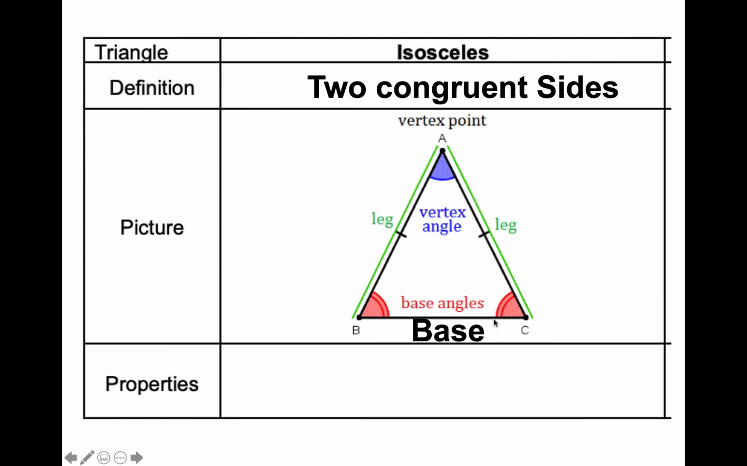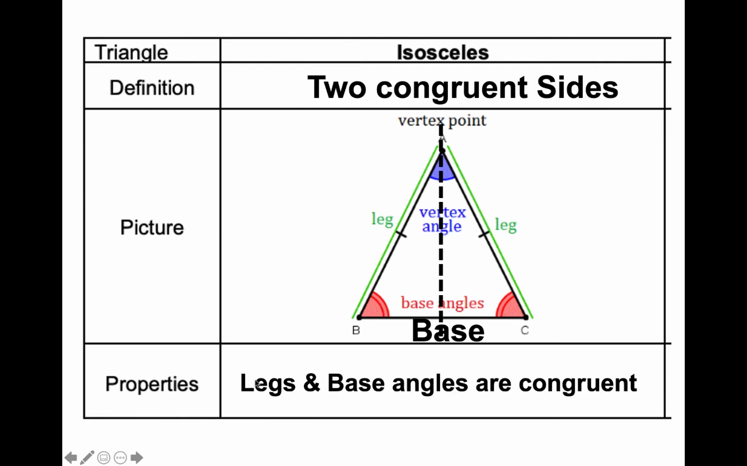Notice that it has line symmetry. If I fold the shape along this line, the two legs will match up. The two angles on the bottom, the base angles, will match up. So the properties are that the legs and the base angles are congruent.